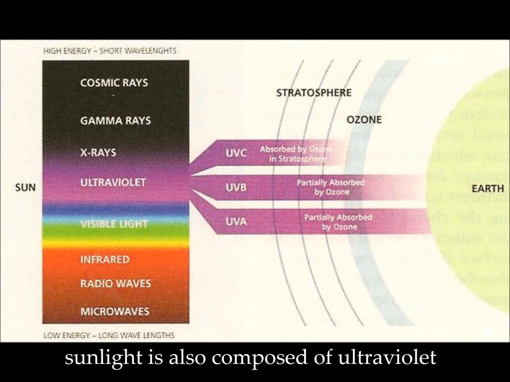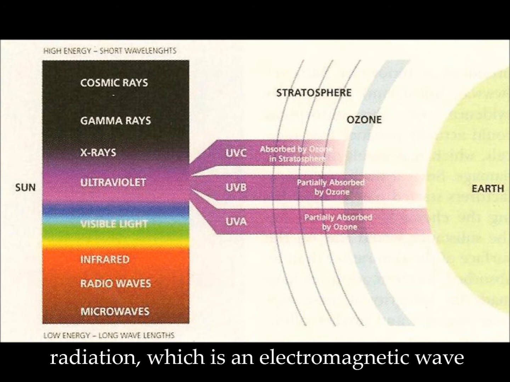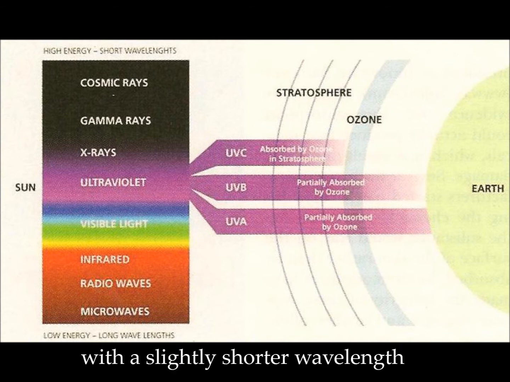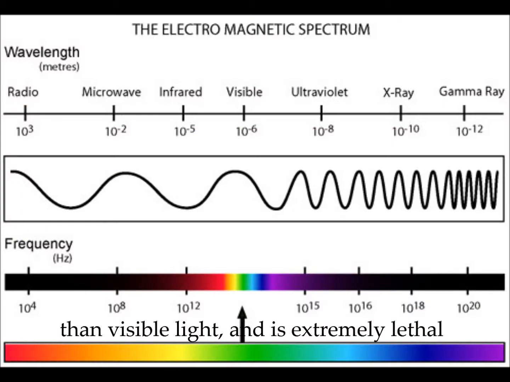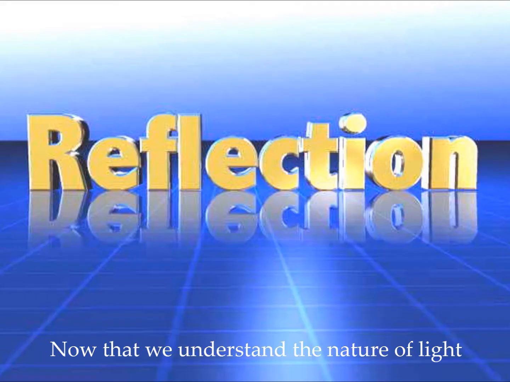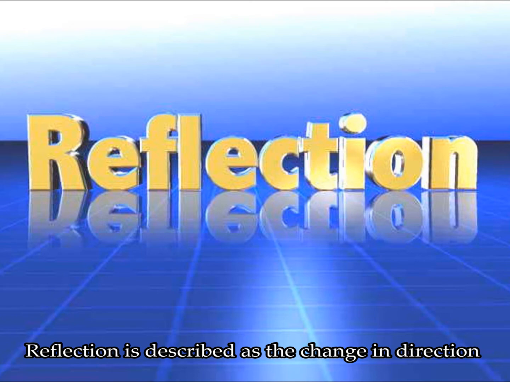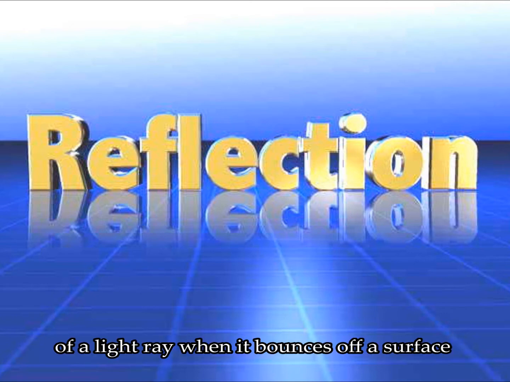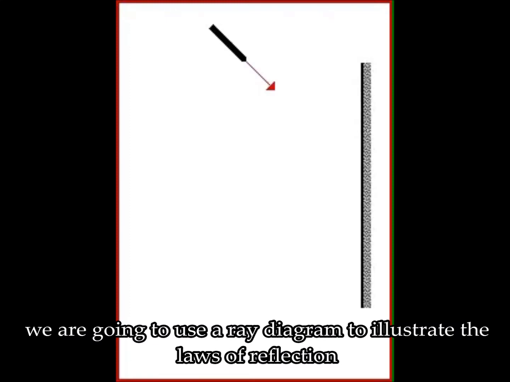Sunlight is also composed of ultraviolet radiation, which is an electromagnetic wave with a slightly shorter wavelength than visible light, and is extremely lethal. Now that we understand the nature of light, reflection is described as a change in direction of a light ray when it bounces off a surface. We are going to use a ray diagram to illustrate the laws of reflection.